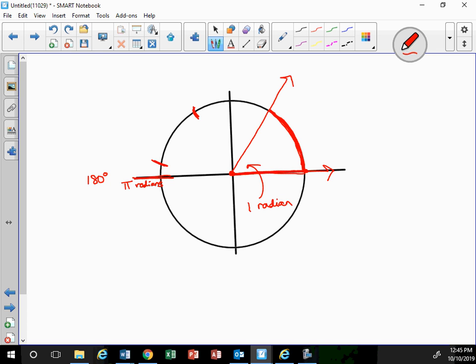Okay. So if I kept going and got all the way around to 360 degrees, how many radians do you think it is to go all the way around the circle? 2 pi, yeah. 2 pi radians. All right. So you don't have to memorize this. You don't have to spit it back to me. But I just wanted you to have some understanding of where radian comes from and why 180 degrees is the same as pi in terms of measuring things.